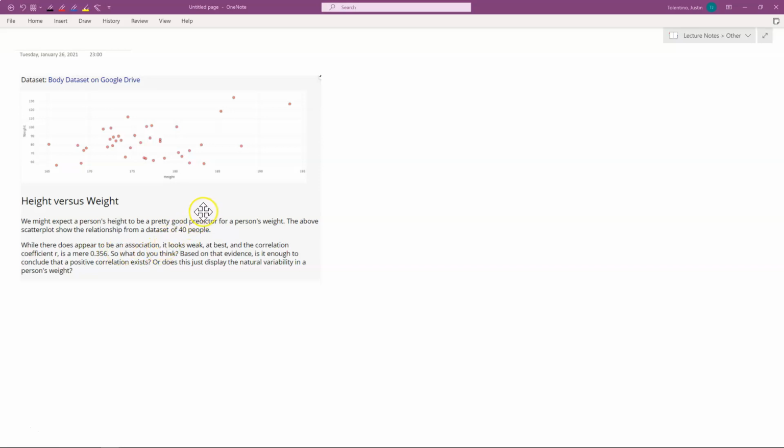So what do you think? Do we think we have enough evidence based off of this to say that a positive correlation does in fact exist? Or do we see this just because of natural variability in a person's weight? So let's go ahead and go through the process that we can use to help us identify and answer this question. That's going to be our linear regression t-test.